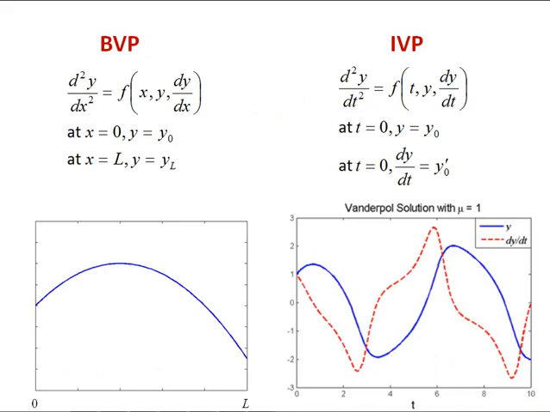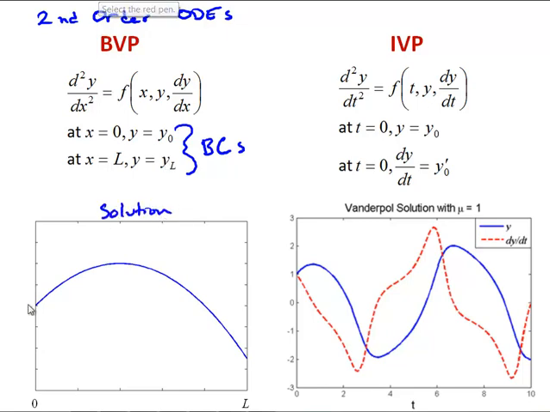On the left here we have a typical boundary value problem, second order. Both of these are second order differential equations. On the left we have a typical boundary value problem in space. Second derivative of y with respect to x is some function of x, y, and the first derivative of y with respect to x. And our two boundary conditions are at x equals 0, we know the value y is equal to y naught, and at x equals l, we know the value y is equal to yl. So looking here at our solution, we would know right here that this is y naught and this is yl, and we need to find y of x to solve that boundary value problem.